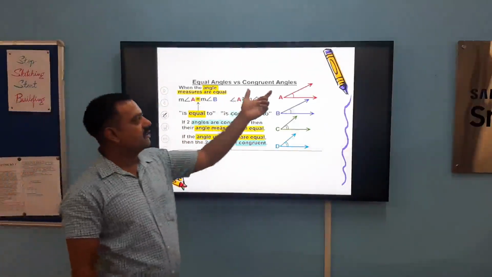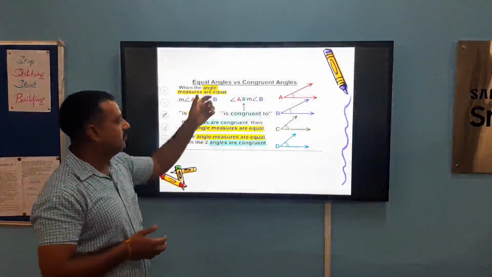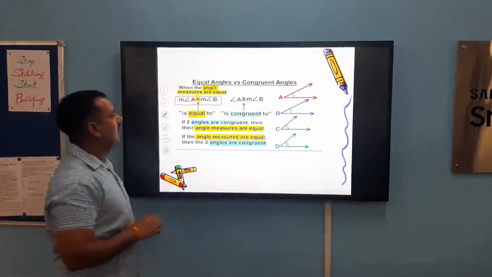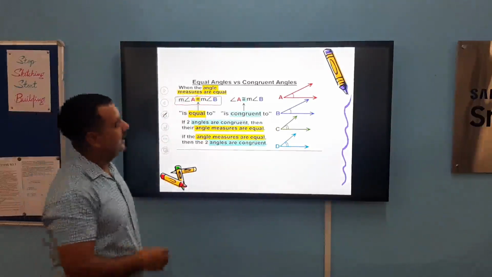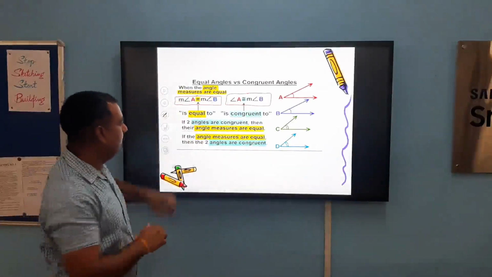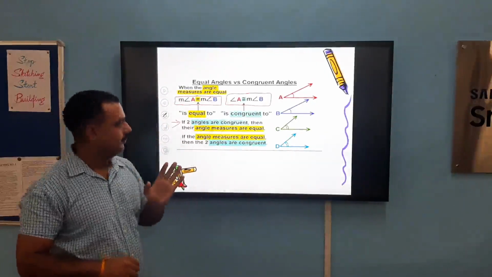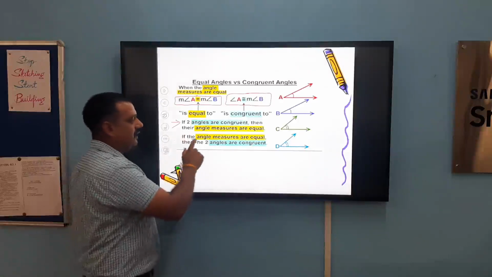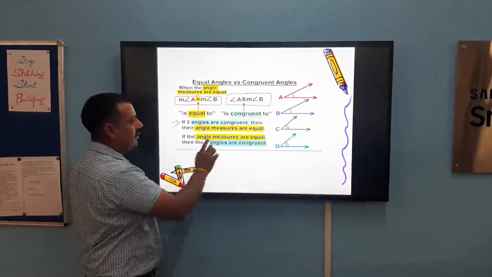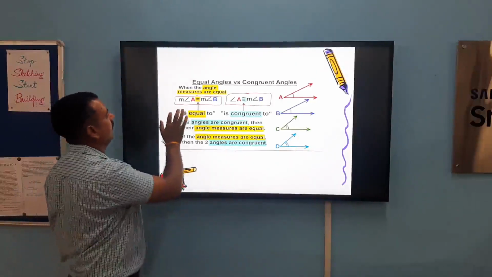Now, equal angles versus congruent angles. Sometimes we get confused between equal angles and congruent angles, but these both are the same thing. If we write using the symbol of equality, then we read it as angle A is equal to angle B, and if we write it like this, angle A congruent to angle B. Now if two angles are congruent, then their angle measures are equal, and if the angle measures are equal, then the two angles are congruent to one another.